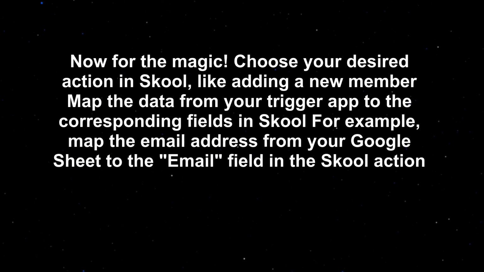Now for the magic. Choose your desired action in Skool, like adding a new member. Map the data from your trigger app to the corresponding fields in Skool. For example, map the email address from your Google Sheet to the email field in the Skool action.